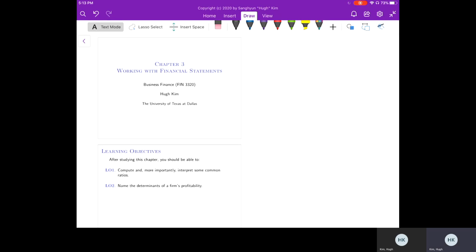Okay, in this lecture, we're going to study Chapter 3, Working with Financial Statements. We're going to carry on our study of financial statements from last chapter. So after studying this chapter, we should be able to understand financial ratios. Specifically, we want to be able to compute and interpret some common financial ratios. And also, the goal of it is to understand the determinants of a firm's profitability.